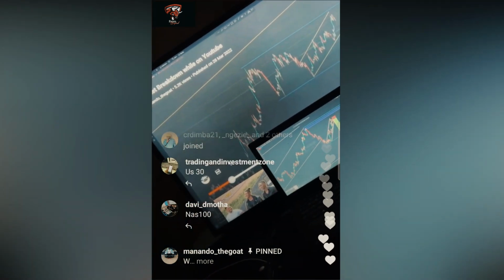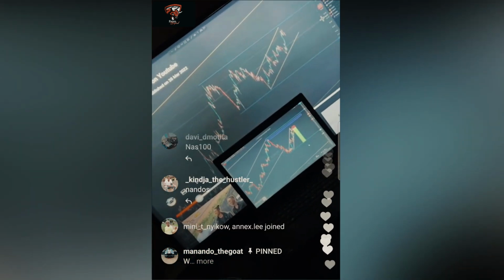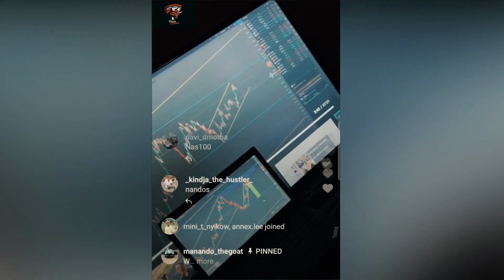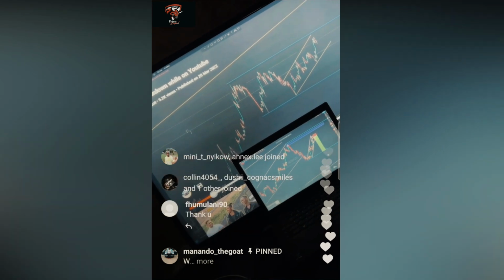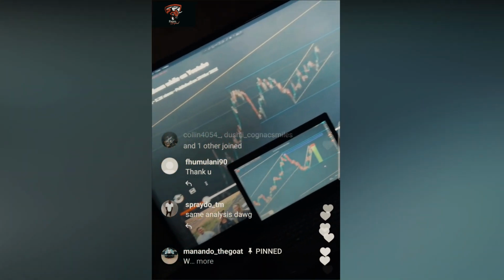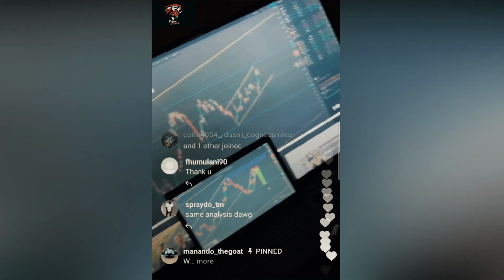Wasn't that supposed to be a buy? Nah, it wasn't supposed to be a buy, my G, because there was a structure that was broken there. It failed to give you the double top. Guys, consistency is just a state of mind, you feel me? So with consistency, it's just a state of mind. There's nothing much you can say about consistency.